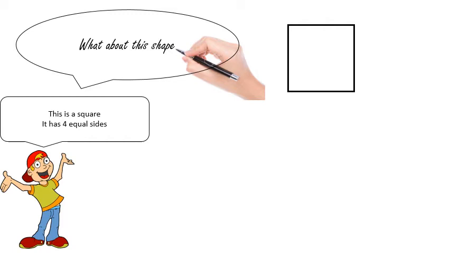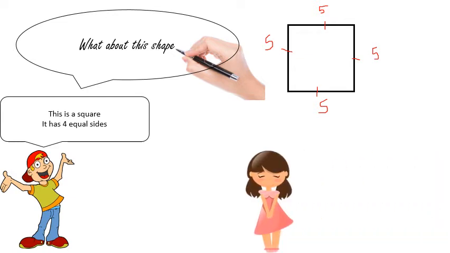Yes, very good. Yes, it's a square and it has four equal sides. Let's see, where are the four equal sides? We have this side equal to this side, equal to this side, equal to this side. If I say this side is 5 centimeters, then this also will be 5 centimeters, and this will be 5 also, and this will be 5. So all the sides have the same length. If one of them is 4, all of them will be 4. Okay, do you have another answer?